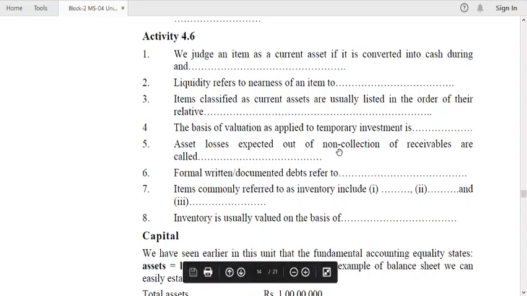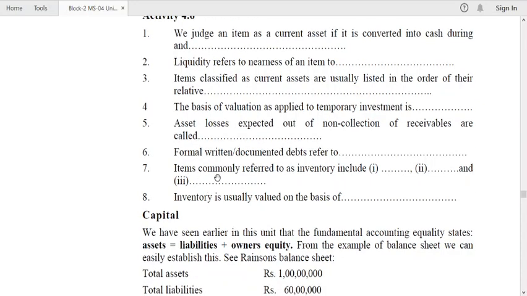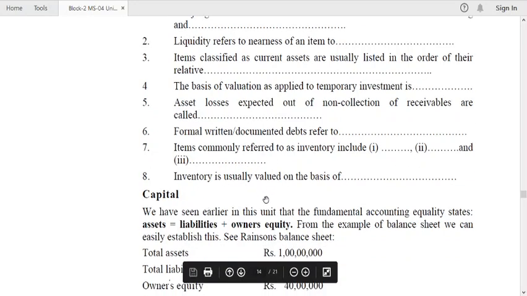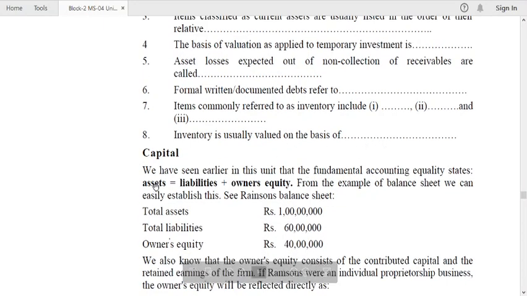Asset losses expected out of non-collection of receivables are called provisions or bad debts. Formal written or documented debts refer to promissory notes. These are guarantees. Items commonly referred to as inventory include raw materials, finished goods, stock in process. All these things are inventories. Inventory is usually valued on the basis of cost.